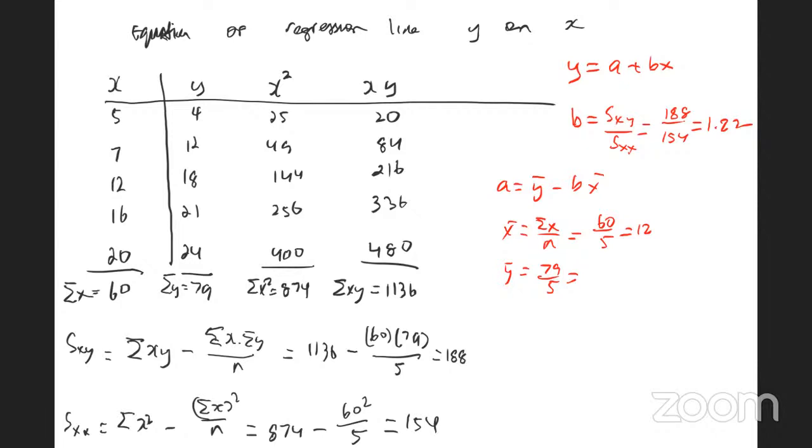So a is equal to 79 over 5 minus b, which is 1.22. Oh, I'll try not to round off, all over 12. So I have a as 1.15. So therefore, the equation is y is 1.15 plus 1.22x.